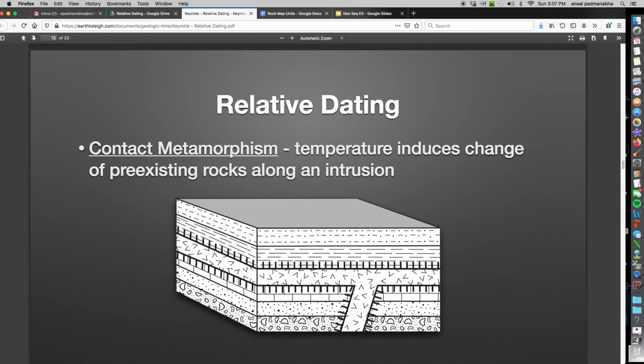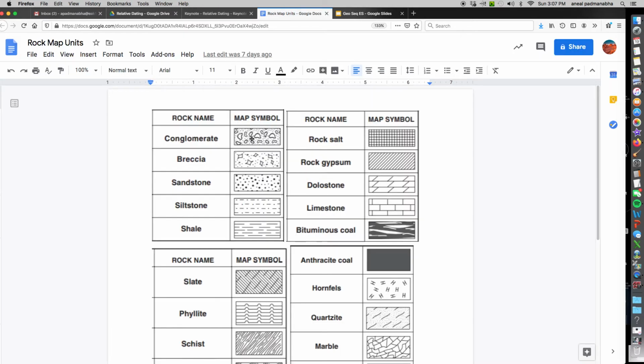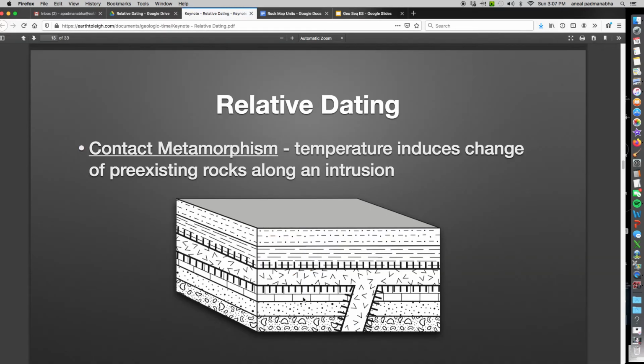So you guys should know what this is. And if you don't know what this is, you can always go back to your reference table or look at the handy dandy sheet I'll give you. That is a conglomerate rock. Then we have sandstone, limestone, then we have shale, and then we have siltstone.